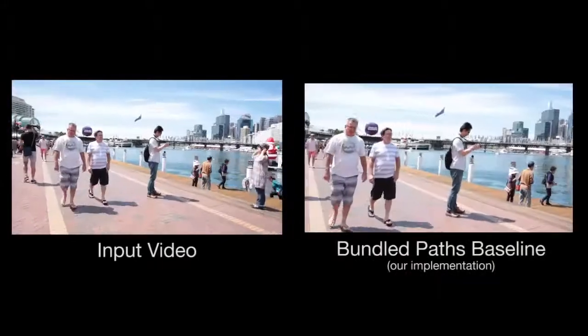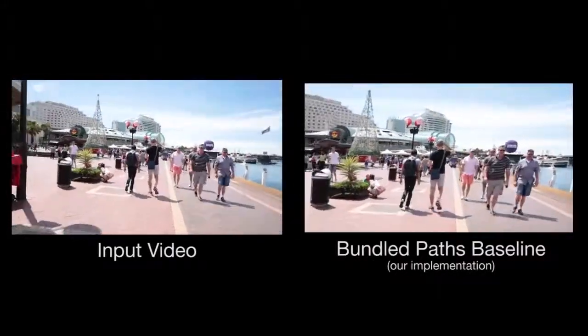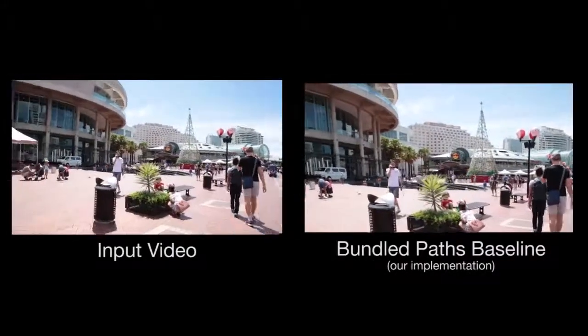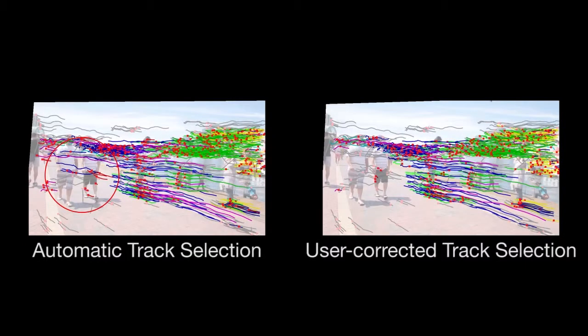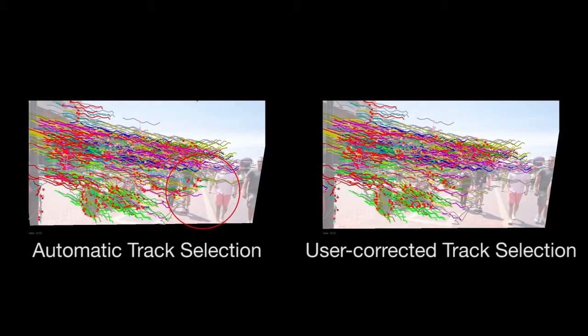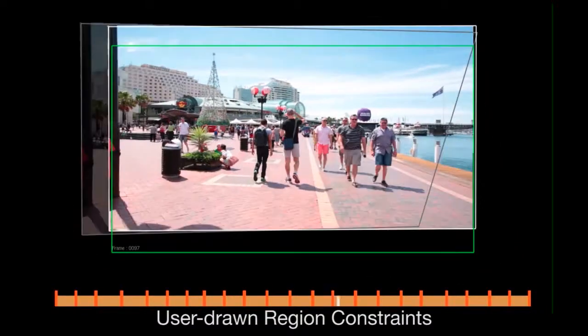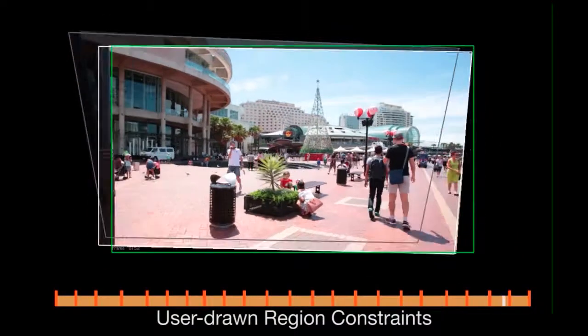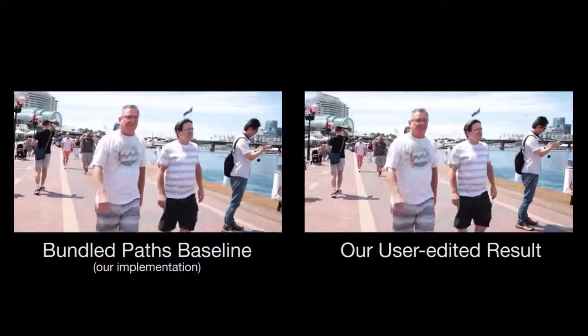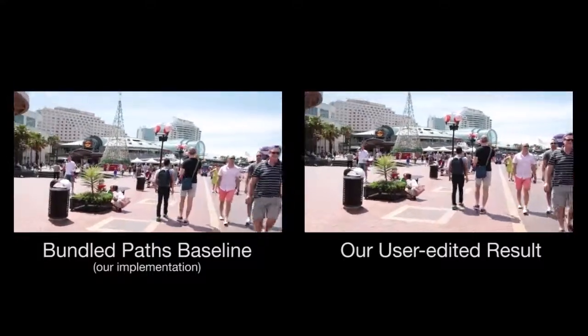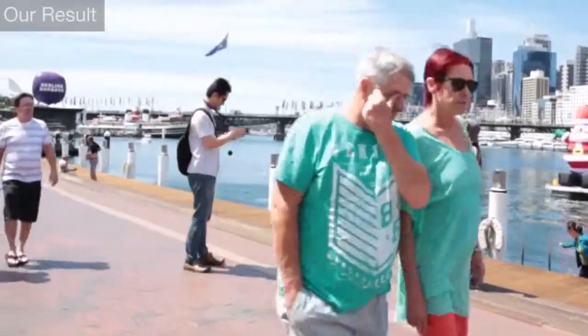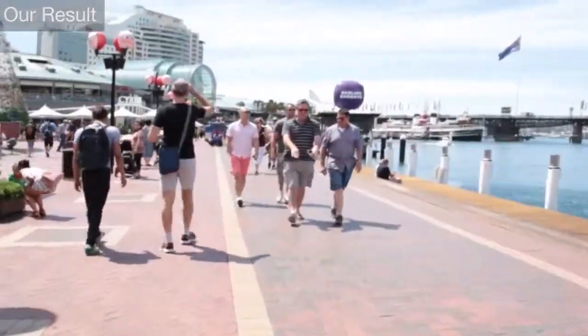In this input video, the baseline result still has residue camera motion and the background sways a bit. The user corrects track selection by removing tracks on dynamic objects. Here, we show the user-drawn region constraints. The video on the right is our result. Notice that the video is much smoother and the structures stay upright. Here is our result again.